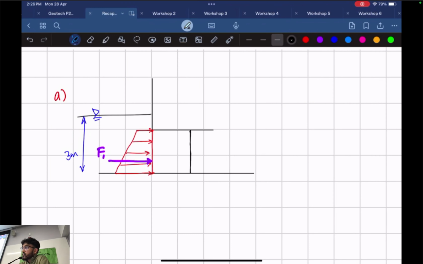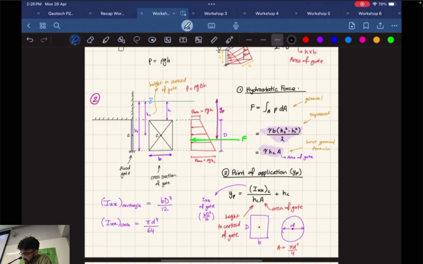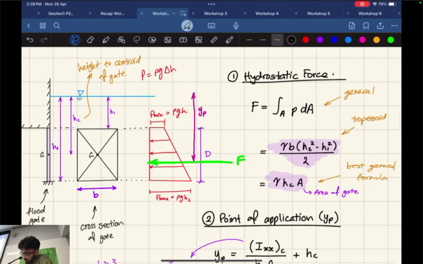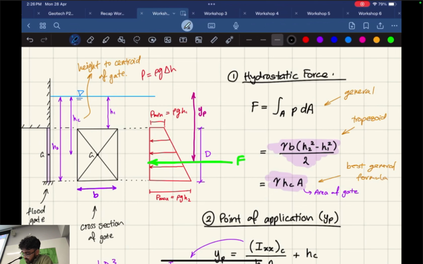So there are a few different formulas you can use. You can say that F1 is equal to gamma HC A, where A is the area of the gate. You could also use the trapezoid formula, which is gamma B, H2 squared minus H1 squared, divided by 2.